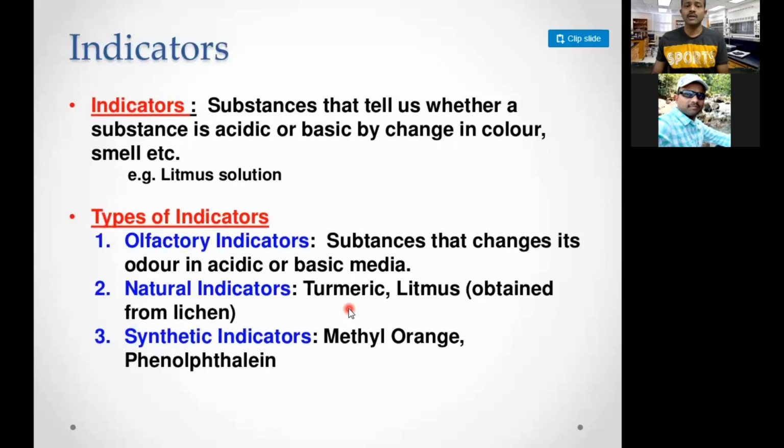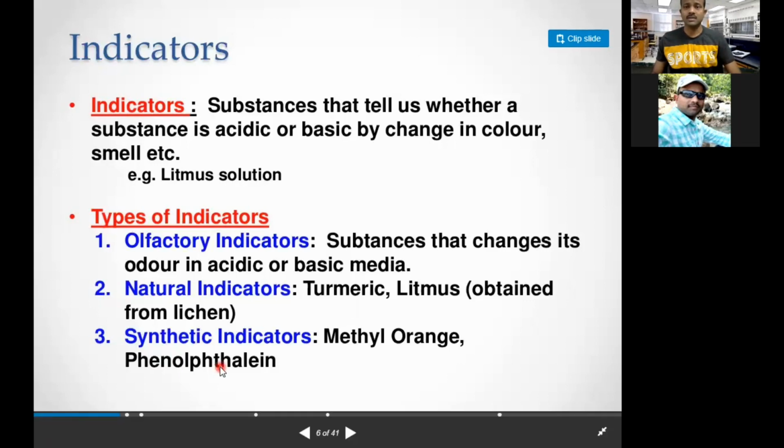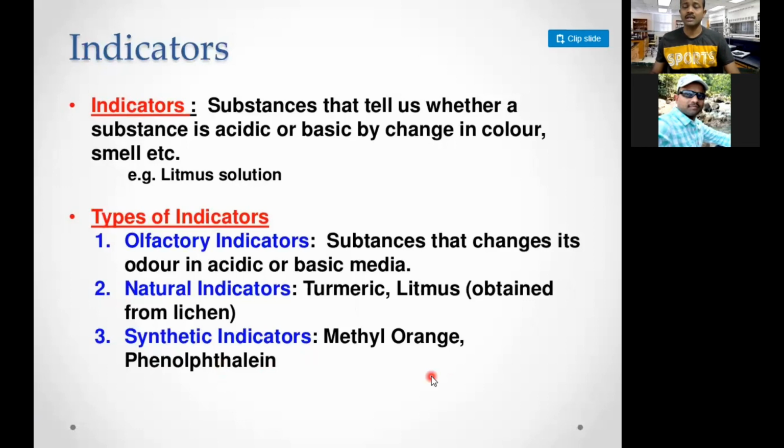Okay. Now here we have the synthetic indicators. What are the synthetic indicators? We have methyl orange and phenolphthalein. We call them the synthetic indicators. Methyl orange is reddish orange in color. When you add acid, it will give red color. When you add base to this, the methyl orange color changes to yellowish color.